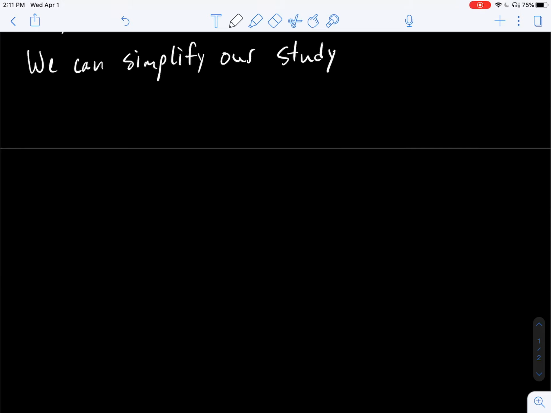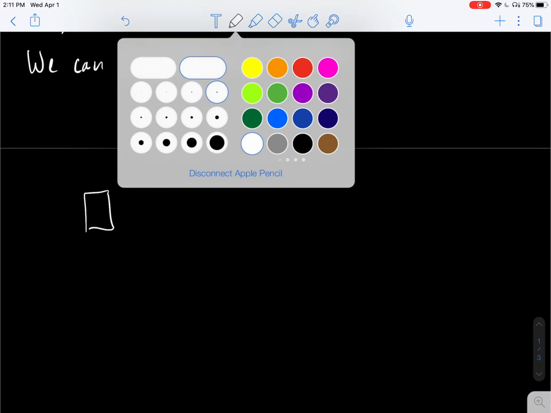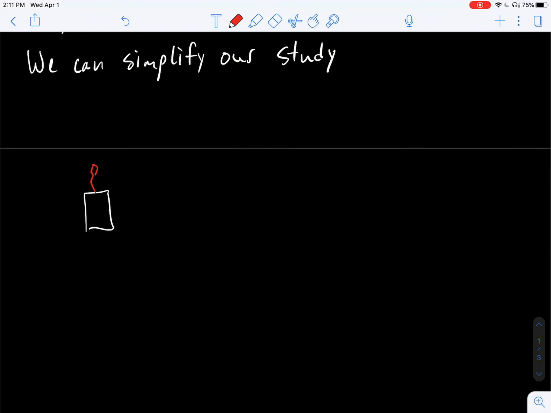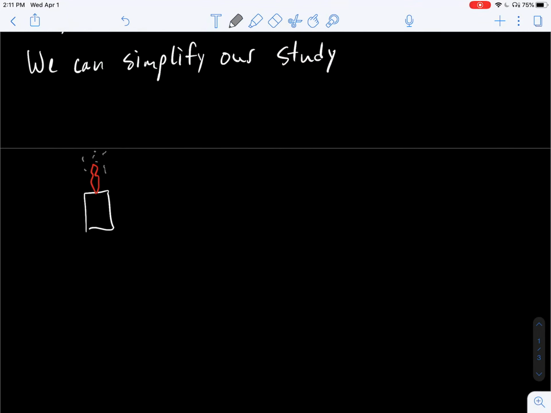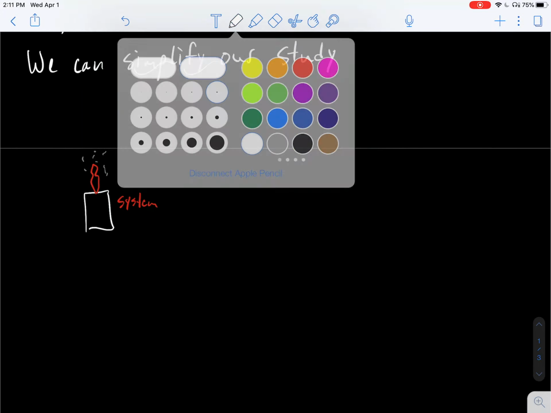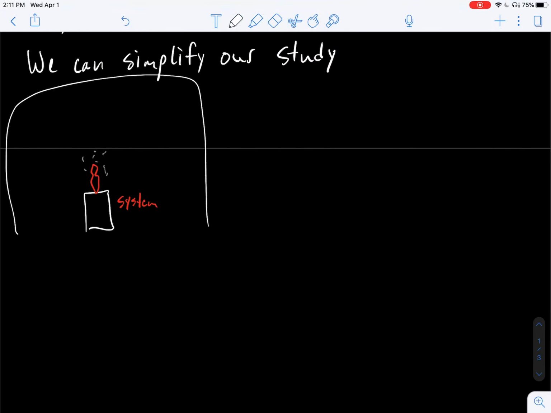So let's think of maybe a candle burning for a second. We've got this candle and it's burning here. So this is our reaction, our system. And then surrounding it, let's say this is like the building or room.